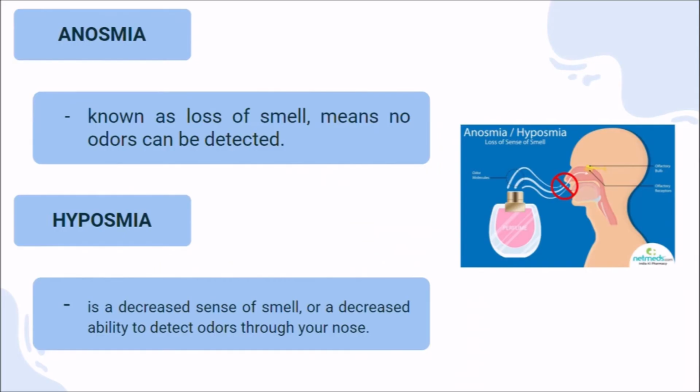The first and the second one are the smell disorders, which include a loss in ability to smell or changes in the way odors are perceived. So anosmia, known as loss of smell, means no odors can be detected. Hyposmia is a decreased sense of smell or a decreased ability to detect odors through your nose.